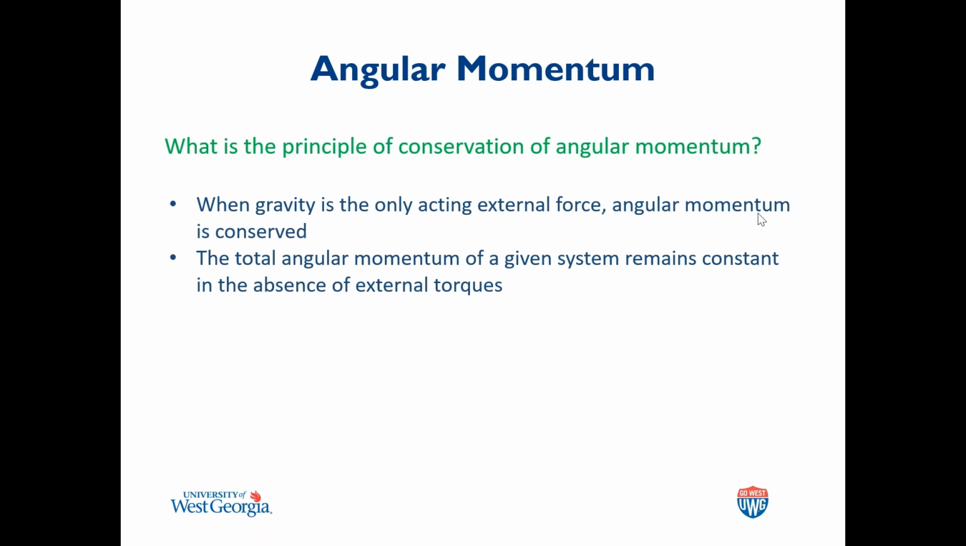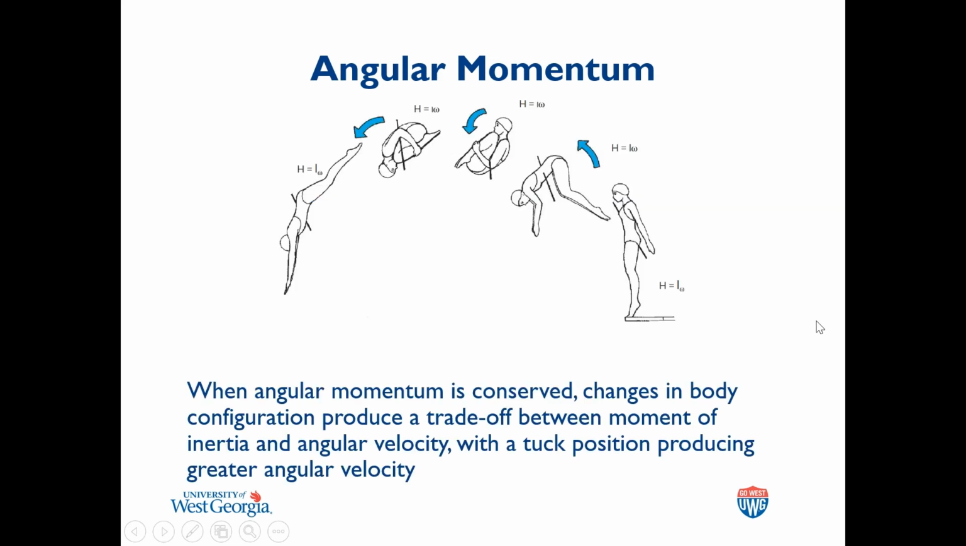Well, when gravity is the only acting external force, angular momentum is fully conserved. Total angular momentum of a given system remains constant in the absence of external torques. So, really, it's like the laws we've talked about. Unless there's something acting on it, it's going to stay at a pretty constant rate, unless we do things that add torque to the system.